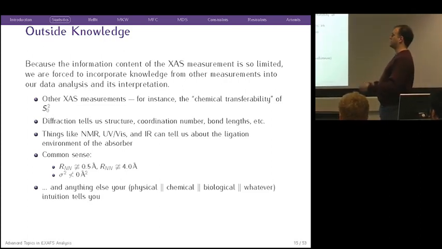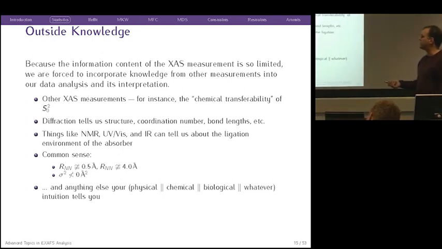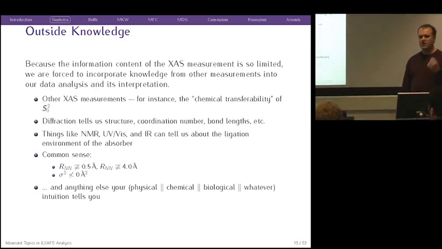There's of course also common sense. A near neighbor distance is never a half an angstrom, and the nearest neighbor distance is never 4 angstroms. Sigma squareds are never negative because it's a positive definite number. So common sense certainly helps. If you get a number that your common sense tells you is really wacky, then you should trust your common sense. And really anything else that you know.